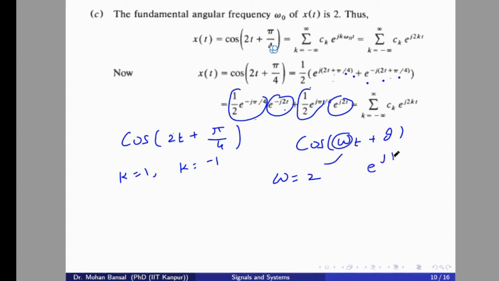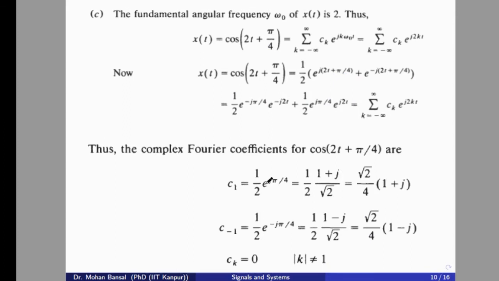and here omega is 2, so we are comparing with e to the power j k 2t. So for k equal to 1, we are writing e to the power j 2t, and for k equal to minus 1, we are writing e to the power minus j 2t. So we will get c1 is equal to 1 divided by 2 e to the power j pi by 4, and c minus 1 is equal to 1 divided by 2 e to the power minus j pi by 4. And we can expand it more for getting the answer.